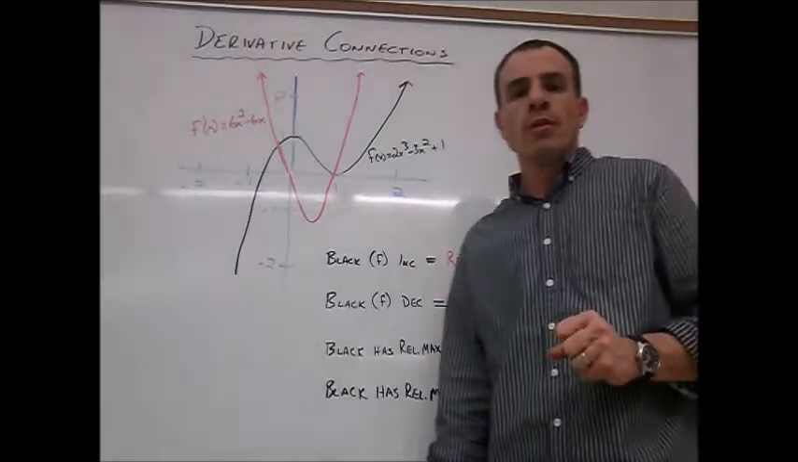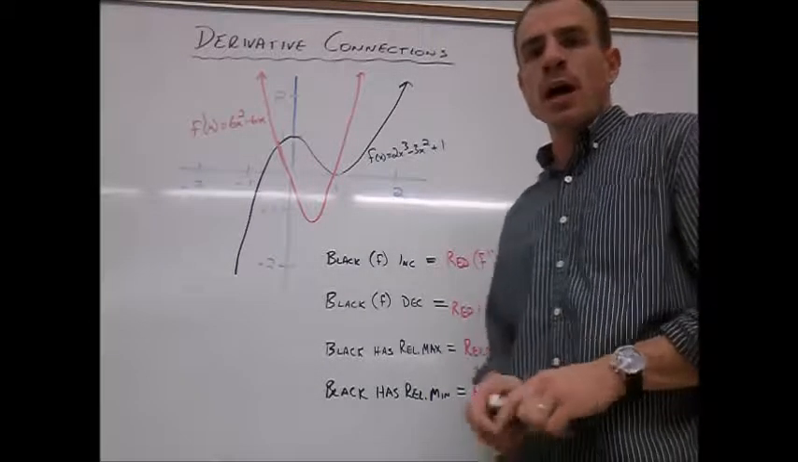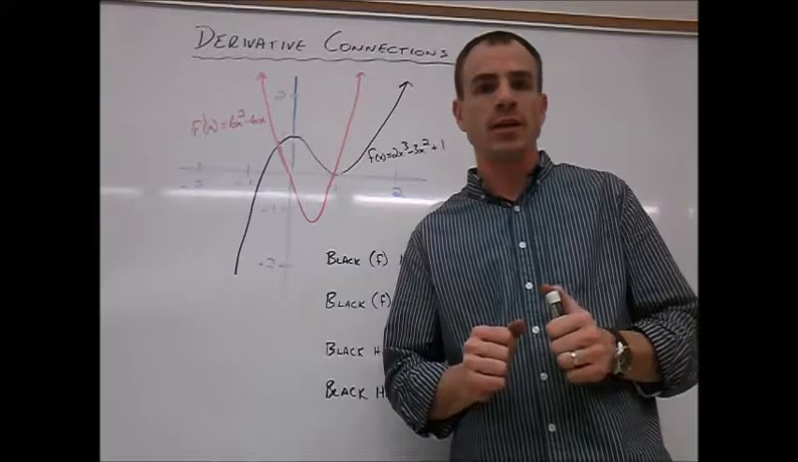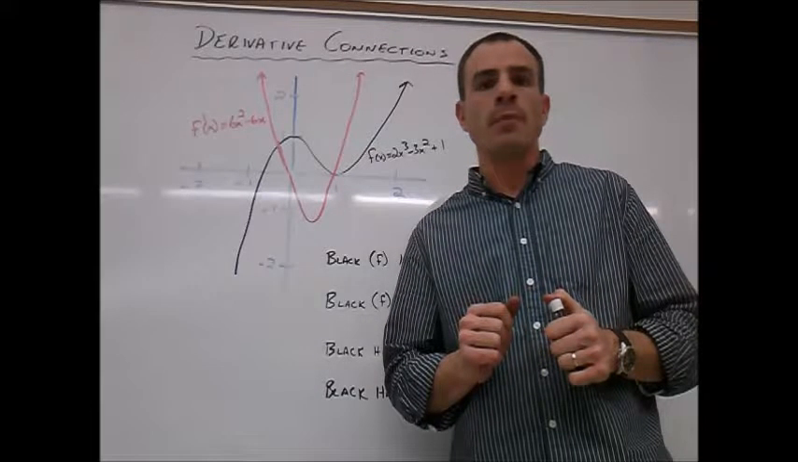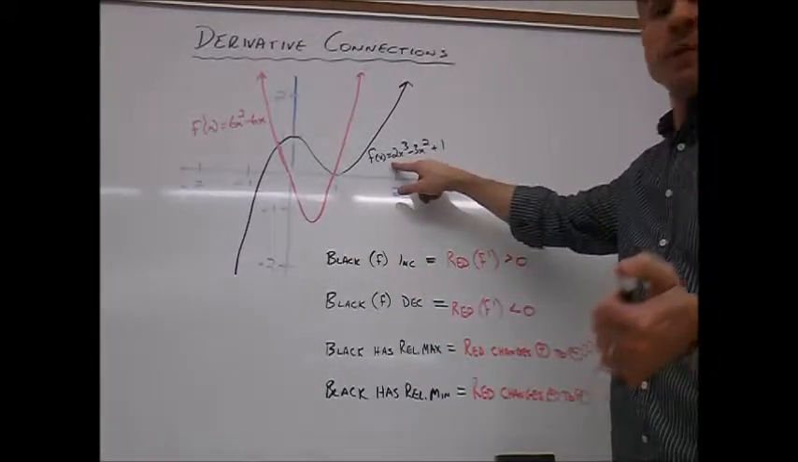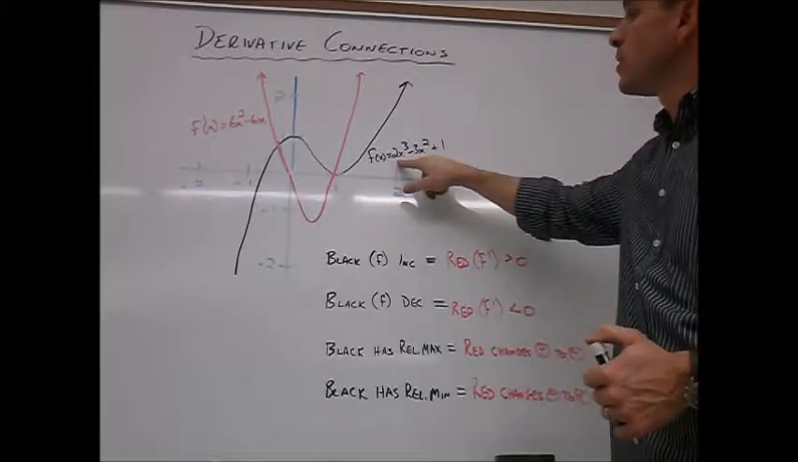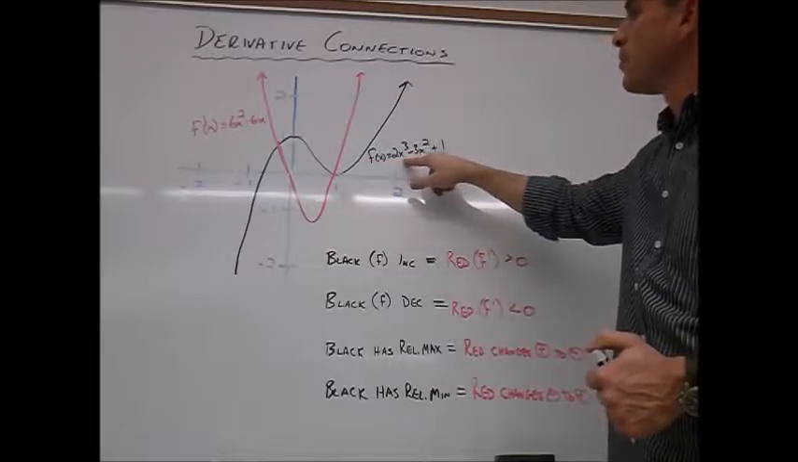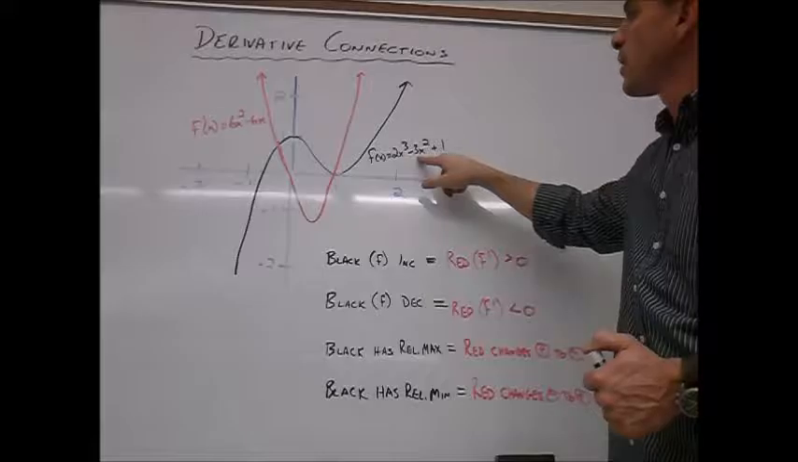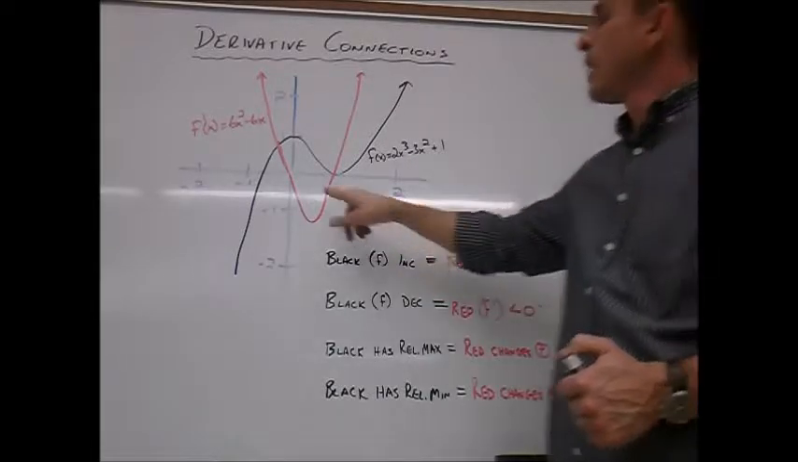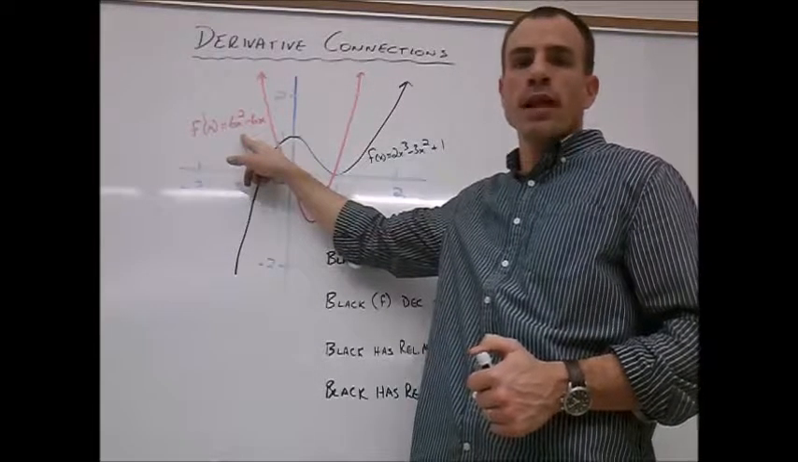Okay, one more video involving derivative connections. This one you can actually do on your graphing calculators. You have two functions here, actually one function and its derivative. The function, you can see the black curve, f of x is 2x cubed minus 3x squared plus 1. And the red curve is the derivative of the black curve.